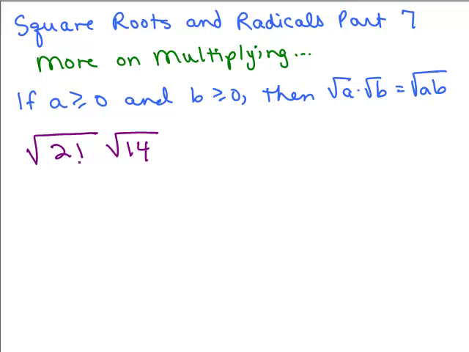Here's an example. Square root of 21 times square root of 14. I could go ahead and multiply those two numbers together, but I get kind of a large number, and then it's actually going to be harder to figure out what the perfect square factor of that larger number is. So instead, when you see that you're multiplying two numbers, look and see if there's a common factor in each of them. And 7 goes into both numbers.